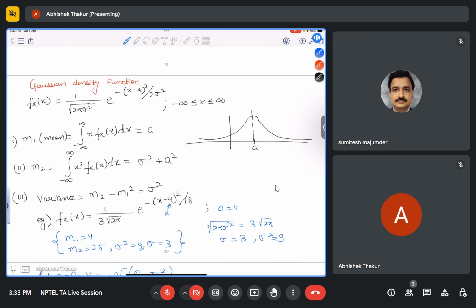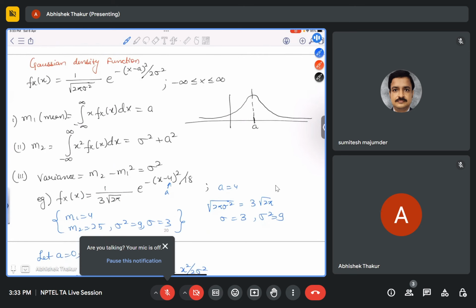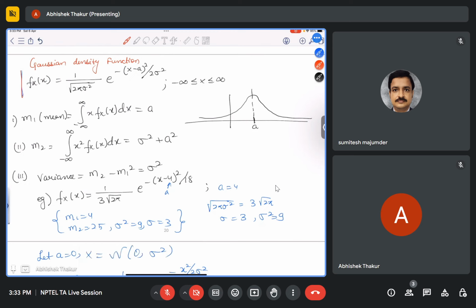So this is the Gaussian density function. This is the probability density function of the Gaussian random variable. It is given by this formula. Here A is the mean and sigma square is the variance.